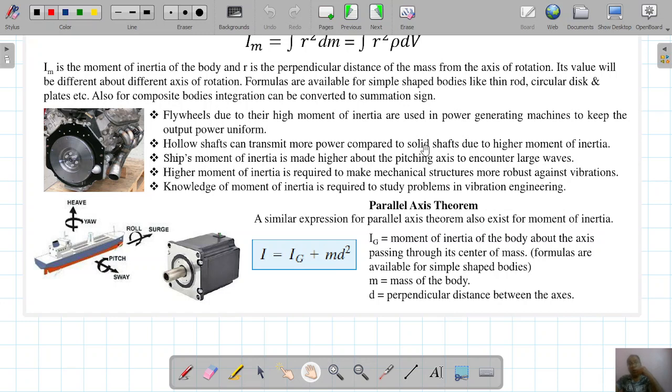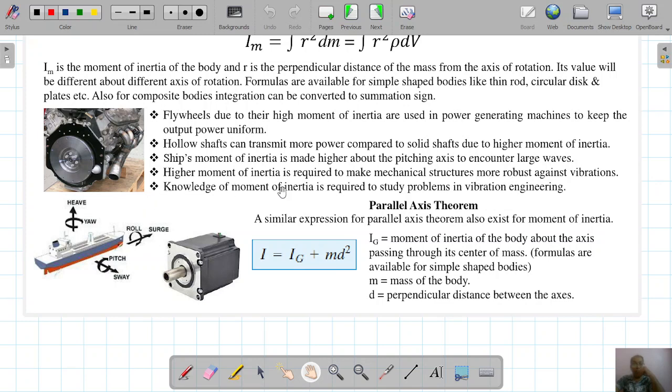If you look at a ship or a submarine, we use it because it has a higher moment of inertia. The ship's moment of inertia is made higher about the pitching axis. Again, this is the pitching axis. Its moment of inertia is made higher, so that the stability of the ship is increased, basically about the pitching axis.